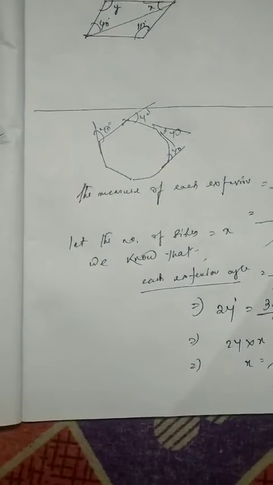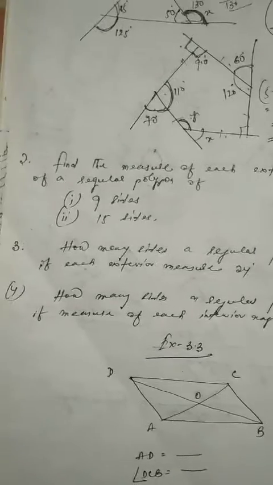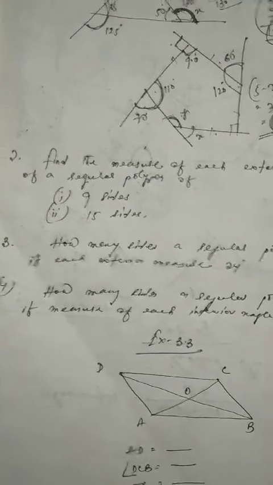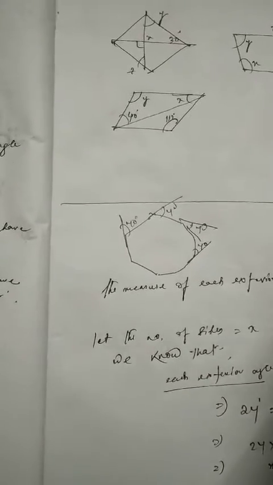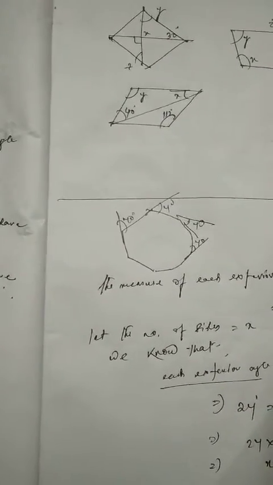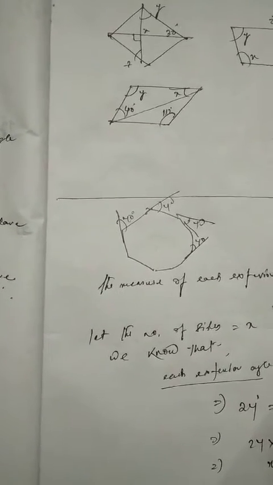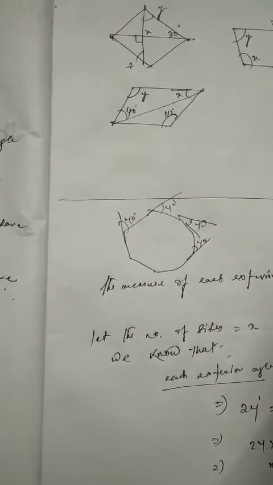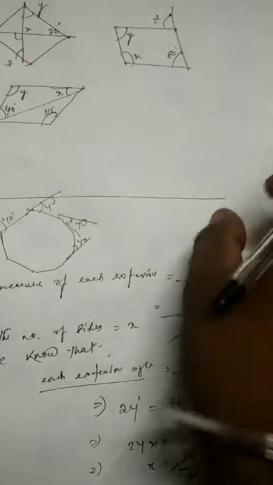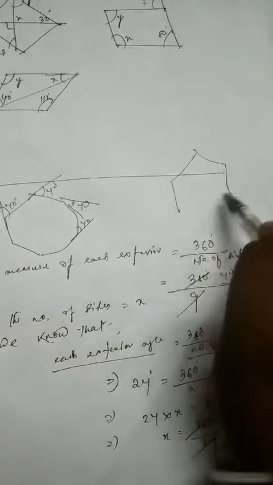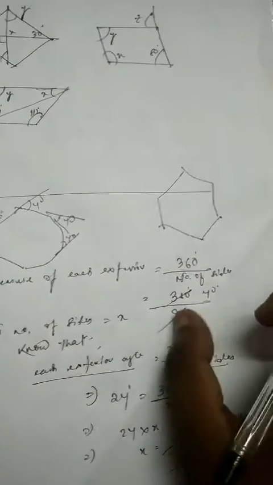Similar question, children. How many sides does a regular polygon have if the measure of each interior angle is 165? Now there is a polygon. I don't know how many sides that polygon has, but the measure of each interior angle is already 165. Suppose the figure is something like this, a rough figure which I'm drawing right now just to make you understand.